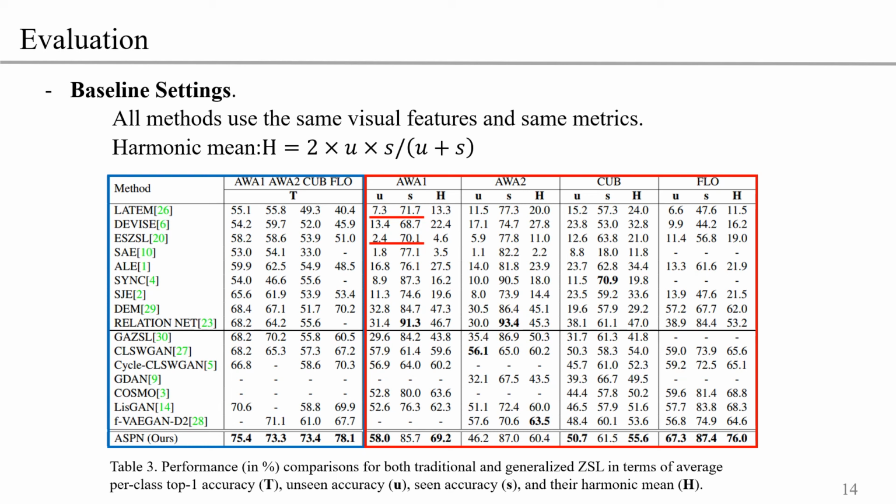On the AWA2 dataset, our model is still very competitive, different from the best result of FV-GAN. Our ASPN improves the accuracy of unseen classes as much as possible without sacrificing the accuracy of seen classes.